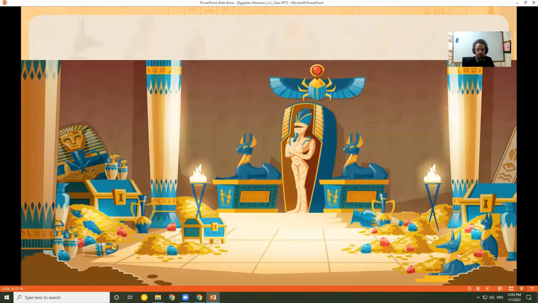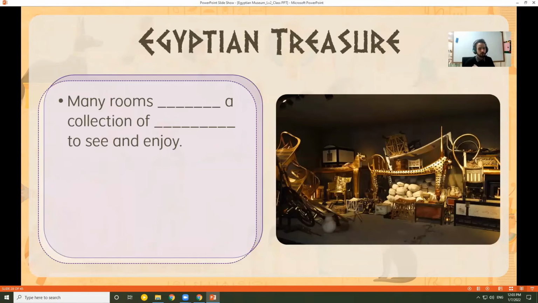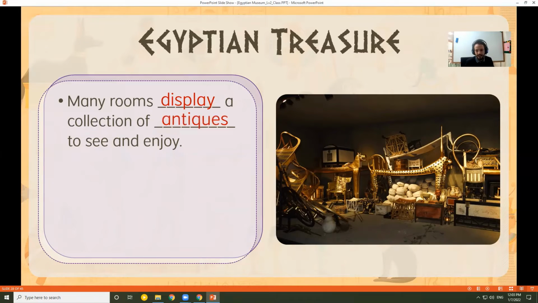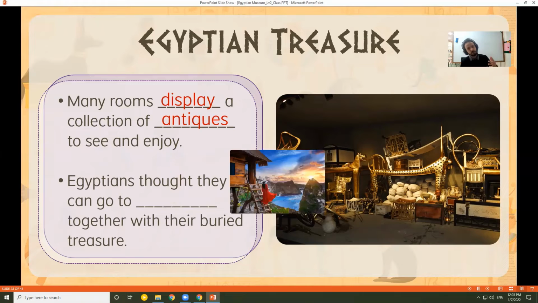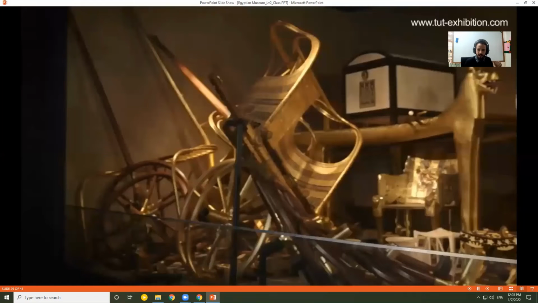And lastly, let's take a look at some Egyptian treasure. So many rooms. To show something off, remember we say display. Many rooms display a collection of really old things we call antiques to see and enjoy. Egyptians thought they could go to a perfect place. What do we call that? Paradise, together with their buried treasure. So they thought they could take their stuff with them when they died.